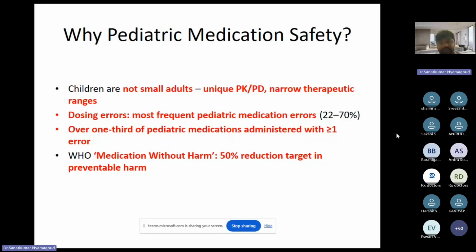So it is for us to understand that pediatric medication safety is very important, and it has to be understood thoroughly, discussed, and errors minimized. Why understood and discussed? If you don't understand, you cannot discuss it. Once you understand, you can easily discuss it. Hence, it is very important to understand that medication without harm is essential, so that we can prevent medication error, especially in pediatrics.